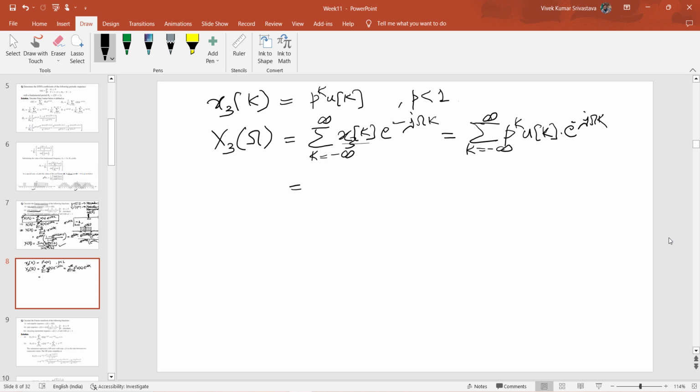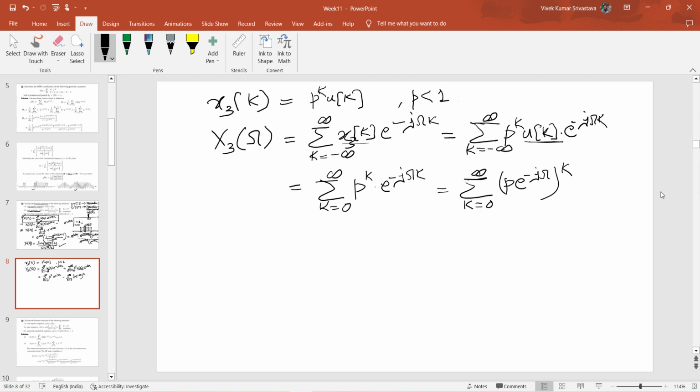So we can solve it like this. Here we can see that u of k is present. As we know, the unit step function is defined from k equals 0 up to infinite. So here we can write summation k equals 0 up to infinite p to the power k into e raised to the power minus j rho k, that is summation k equals 0 to infinite of p e raised to the power minus j rho, raised to the power k.